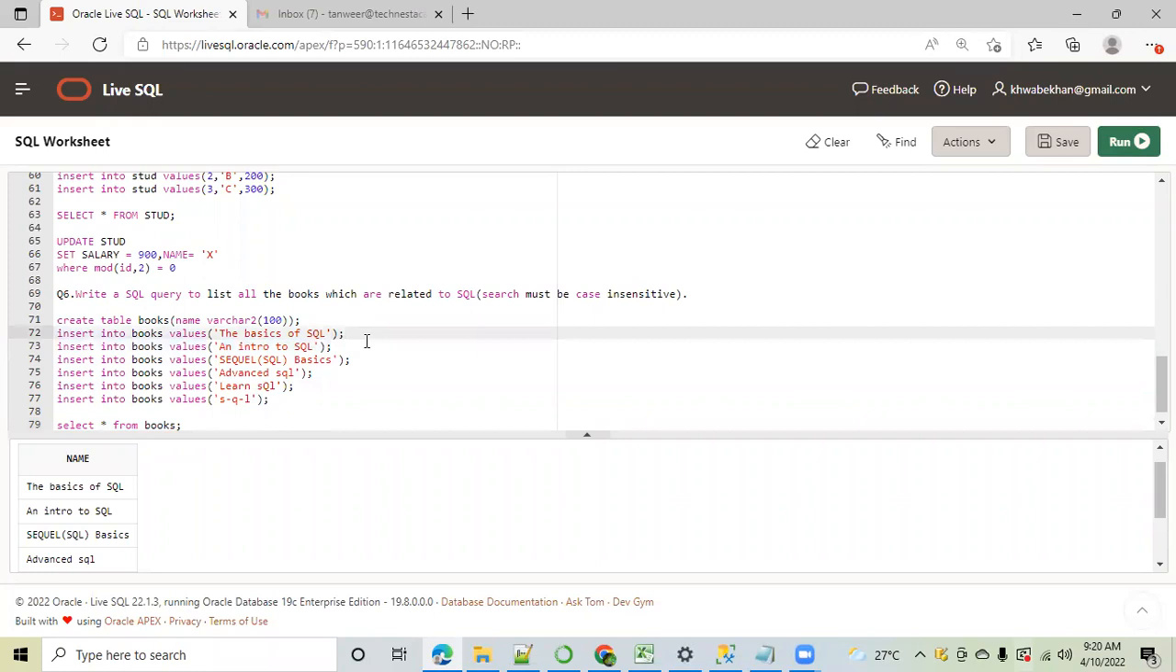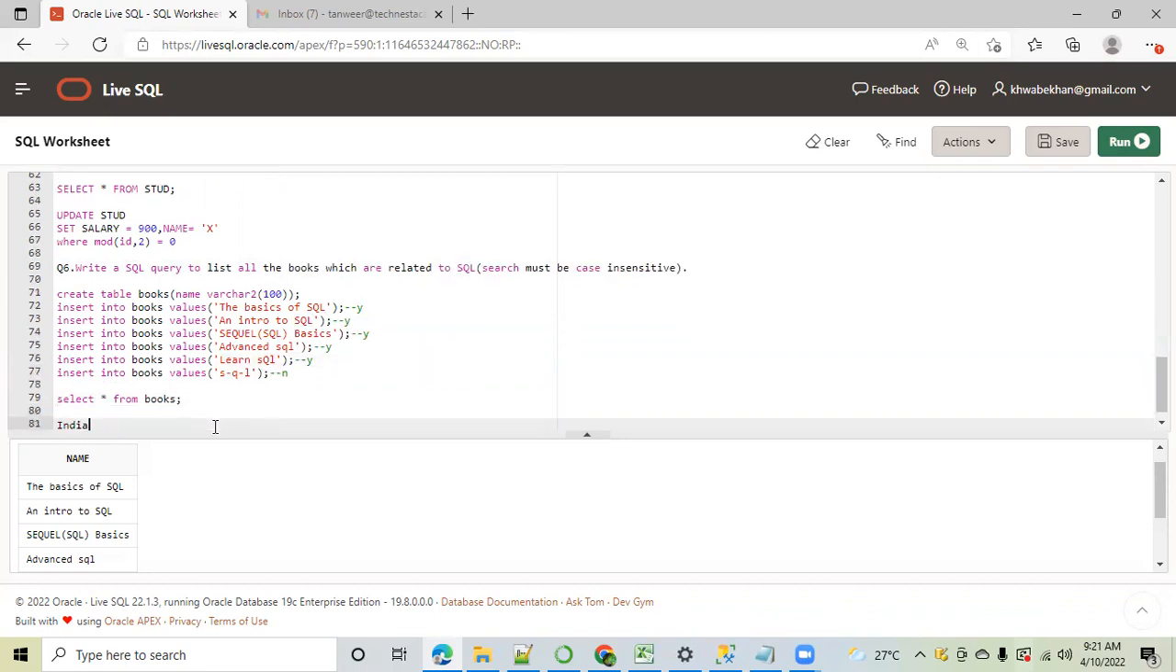First, is this related to SQL? Yes or no? Yes. Is this related to SQL? Yes. Is this related to SQL? Yes. Is this related to SQL? Yes. This is not related to SQL. Why am I saying this is not related to SQL? Because in the question they have mentioned it like this, SQL. Here there is a hyphen. So we will not consider them both the same. Is that clear?